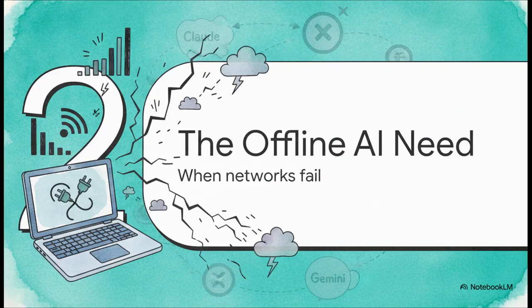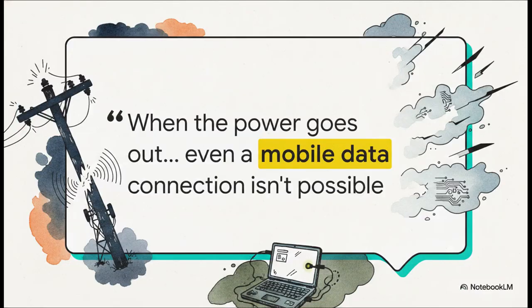Moving on to Section 2, the offline AI need, and what happens when networks fail. Now, you might be wondering, why even bother? Under normal conditions, this little Chromebook handles cloud-based chatbots completely fine in the web browser. Whether you're hitting up Claude, ChatGPT, or Gemini, there's really no noticeable lag. So why go through the pain of running local AI?